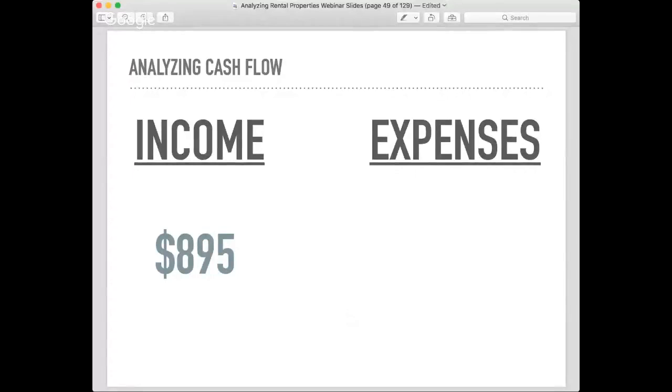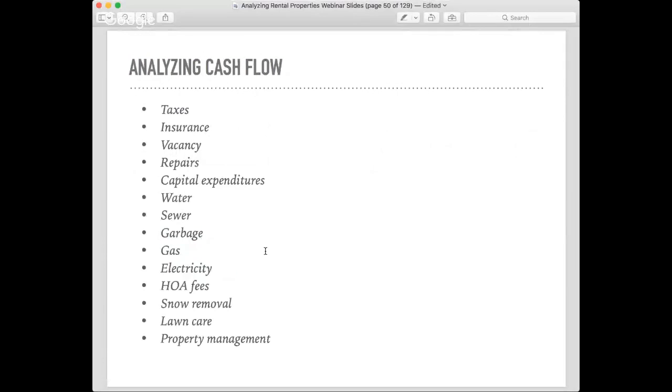So let's go back to our thing here. Income. Okay, here we go. All right, so income $895, and we've got expenses of how much? What do you think? All right, so I told you guys earlier the list: taxes, insurance, vacancy, repairs, CapEx, water, sewer, garbage, gas, electricity, HOA, snow removal, lawn care, property management. Well, let's just run through this real quick on what I imagine this would be.